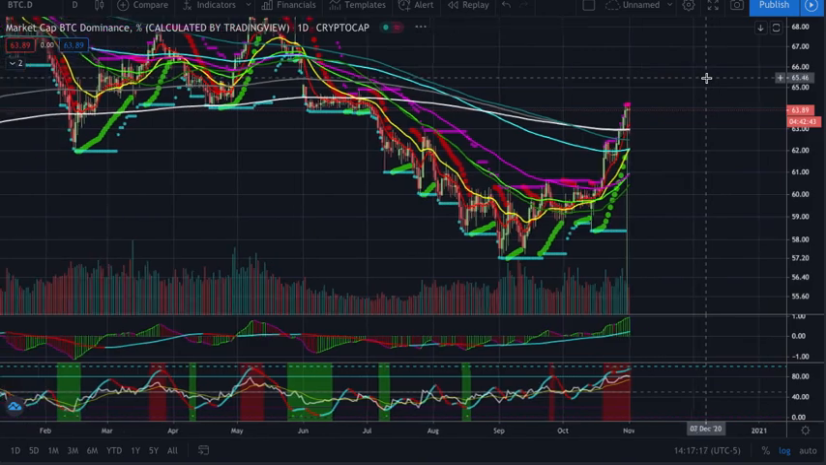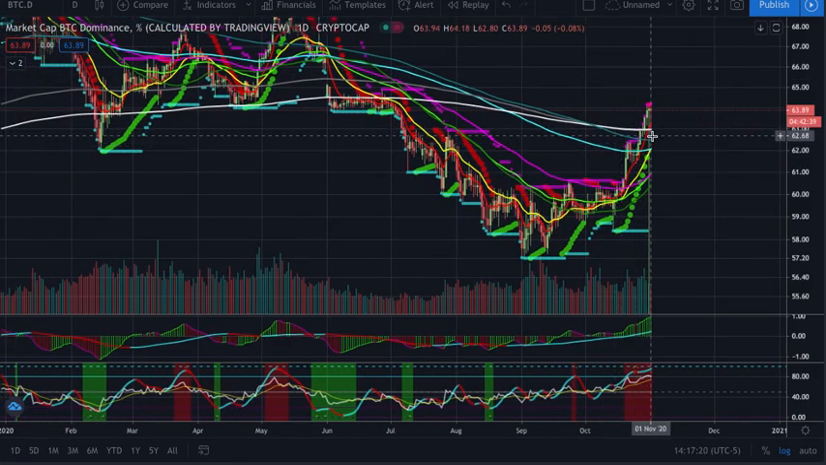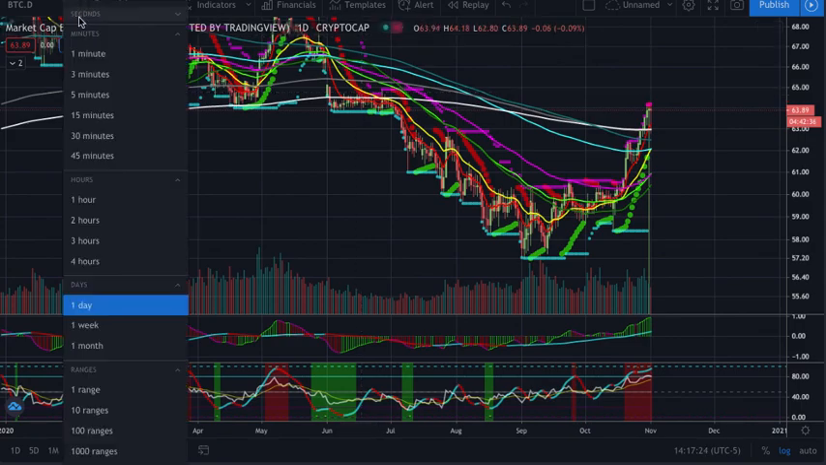But yeah, we'll put all that aside and continue going here. So based on the Bitcoin dominance chart, we are above the long-term. Actually, let me switch to a longer time frame.